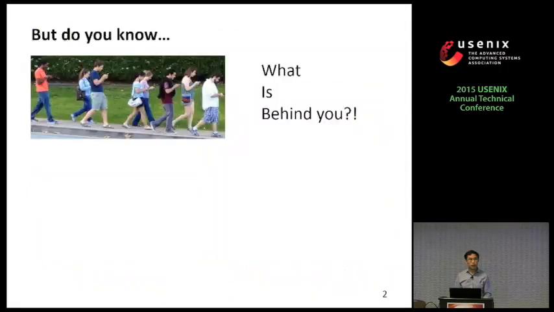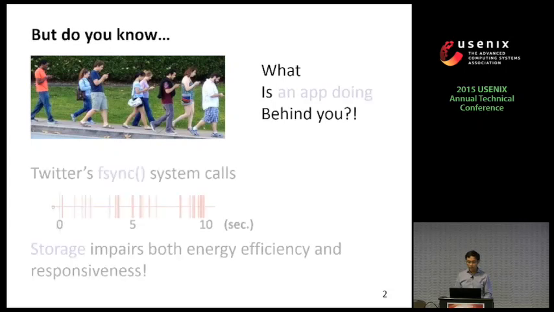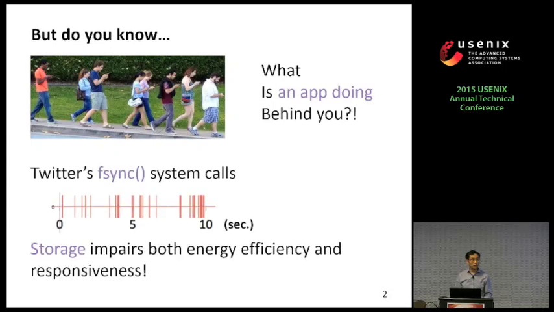Do you really know what your app is doing behind you? Here is the IO trace of Twitter, and each line is an fsync call. You know, fsync is expensive because it requires dirty data to be written back to flash. So you can see there are many fsync calls, and much prior work has shown that such behavior largely impairs both energy efficiency and app responsiveness.